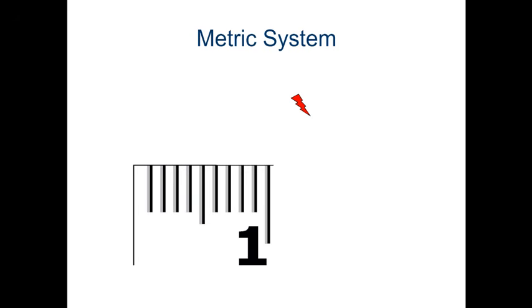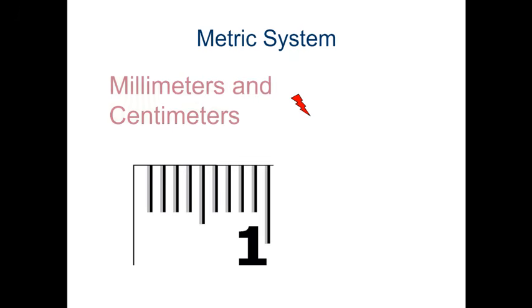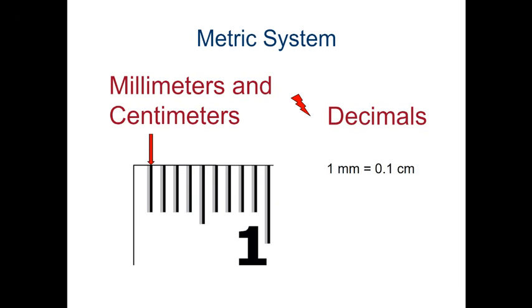So the metric system, and as a reminder, make sure you have your notebook out, is used with millimeters and centimeters as well as decimals when you're writing out your measurements. So 1 millimeter equals 0.1 centimeters. 5 millimeters is 0.5 centimeters, and then 10 millimeters is written as 1 centimeter.